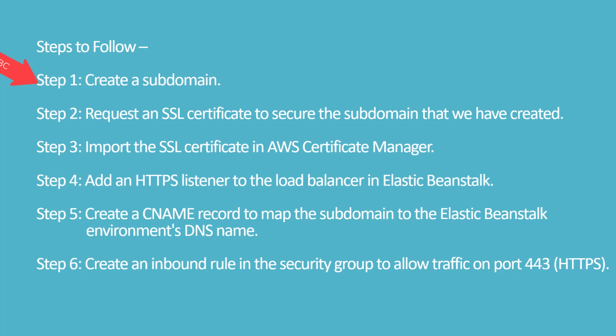Step 1 is to create a subdomain. Step 2 is requesting an SSL certificate to secure the subdomain that we have created. Step 3 is importing the SSL certificate in AWS Certificate Manager. Step 4 is adding an HTTPS listener. Then we'll create a CNAME record. The last and final step is to create an inbound rule. So let's get started.